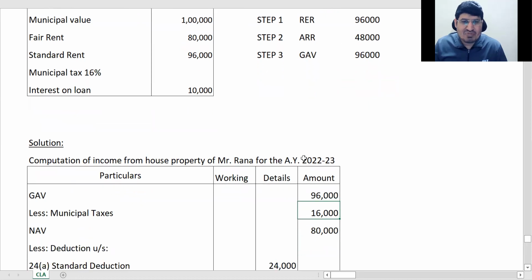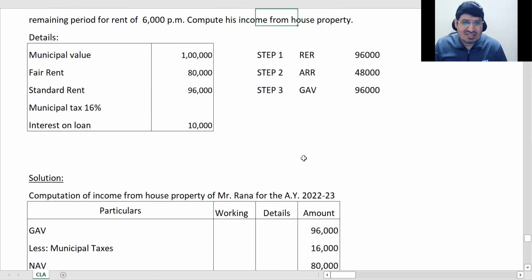Now GAV less municipal taxes. Here, municipal tax also you will not be able to apportion anything. So any deduction you will not get only for the let out period. That point is mainly for your municipal tax. So this 16% is 16,000, correct? So the whole municipal tax we have to consider.